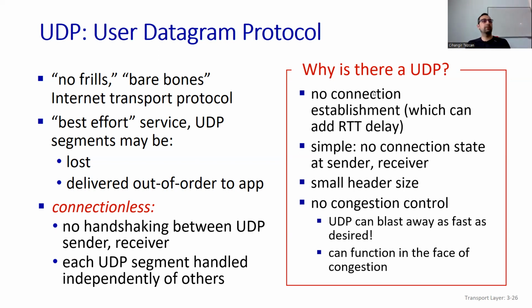So for speed, UDP is faster. Simple: no connection state at sender and receiver. This is important. We will see that in TCP, both parties will try to keep the state of the connection, so it will use more resources. Small header size, because you're only storing the ports, but in TCP you will be storing IPs and so on. No congestion control: UDP can blast away as fast as desired, and can function in the face of congestion. These are the reasons you might need UDP.